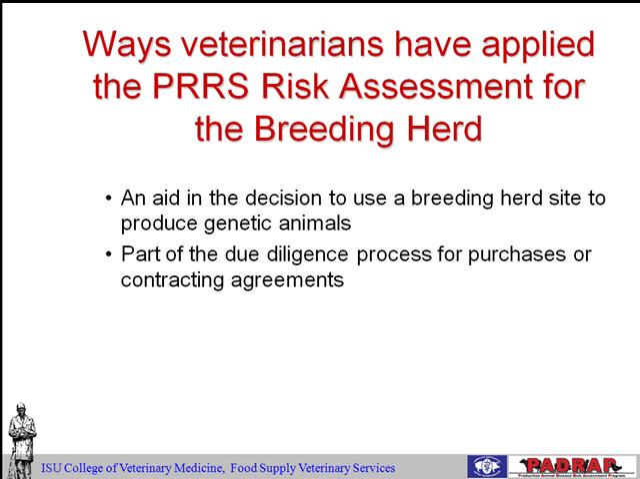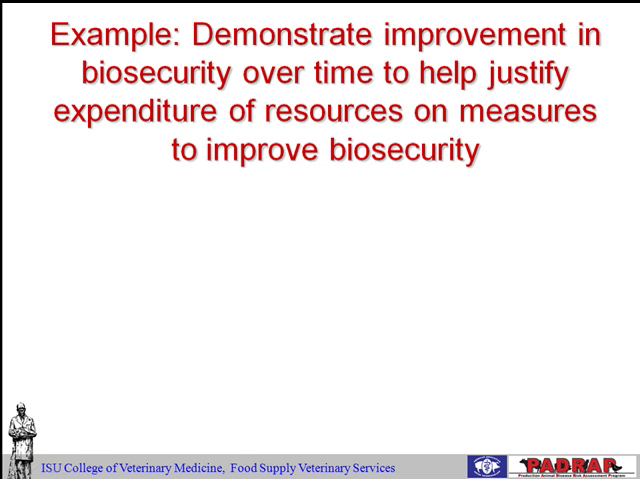Next, as an aid in the decision to use a site as a breeding herd site, so basically taking a commercial site and converting it into multiplication or maybe a nucleus. It's been used that way a number of times. And the last one is part of a due diligence process for agreements or purchases. I'm not necessarily comfortable even with that use, but I'm aware of one case where it was done that way, and so I put that on there.